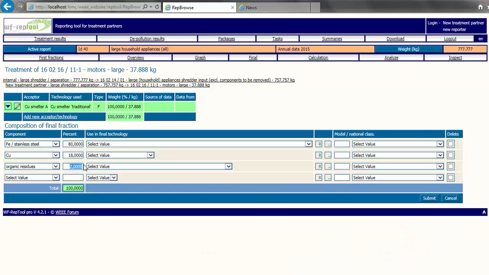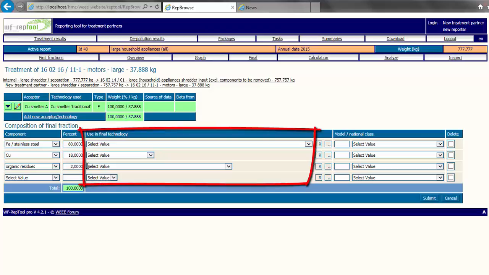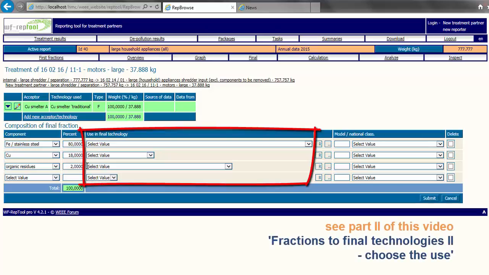All the time when you are below 100%, you will see a pink shade to give you advice. When you reach 100%, the shade will change to green color. When you have entered 100% of the composition, you have to go on and choose the use. See the next video on this.